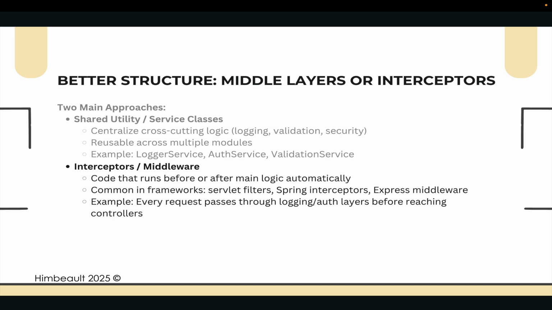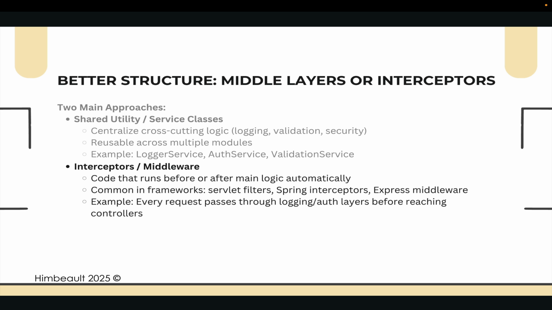The other option, as I said, was interceptors or middleware. And this is code that basically runs before or after the main logic, and it would happen automatically. So there are some frameworks where this is already common, I should say, right? So we have servlet filters, Spring interceptors, express middleware. So basically every request passes through the logging or auth layers before they reach controllers.